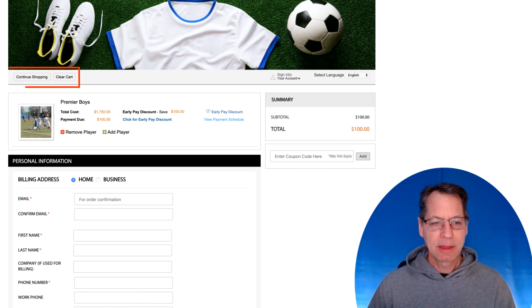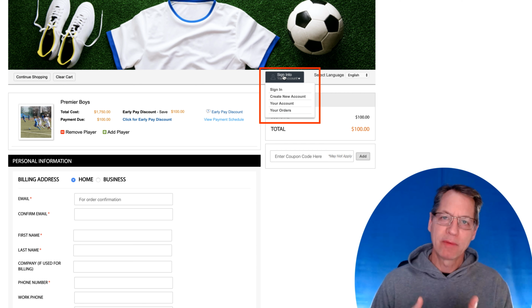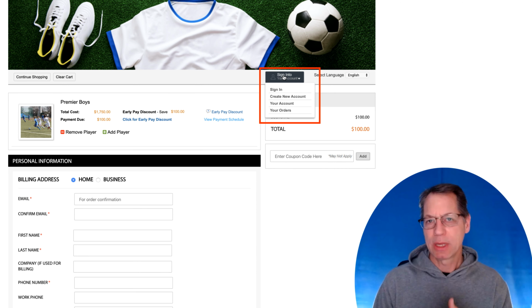So at the beginning, across the top bar, we have the ability to continue shopping or clear the cart. These things are important. You also have the ability to go into your account because one of the things we have is a customer portal. Every customer, every one of your parents, will be able to go into their customer portal and see their orders, how much they've paid, how much they owe. They'll be able to make payments through the customer portal. All these things are right there for them.